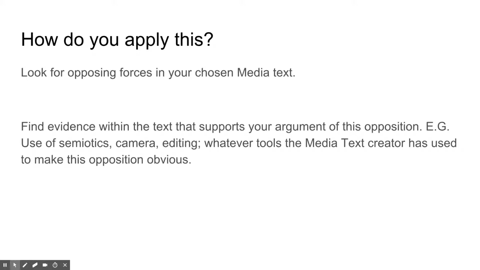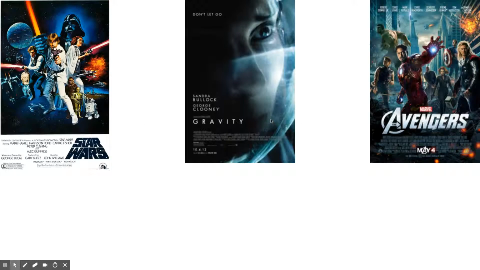In order to really do very well, though, what you need to do is support your evidence of it. So if you are seeing, for example, good and evil in, as we saw earlier, Star Wars, what we'd then be doing in terms of the poster is looking at the connotations of color, looking at the positioning of the characters, looking at facial expressions, looking at things that support your argument that Luke is clearly good and Darth Vader is clearly evil.